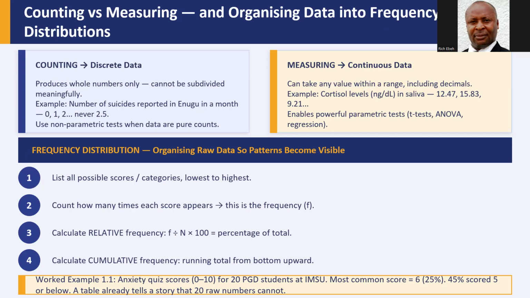Someone can weigh 10.5 kg. Another person can weigh 90 kg, while another will weigh 60.6 kg. It's very possible. Reaction time too is also a continuous variable. So this distinction matters because many powerful statistical tests assume continuous data.